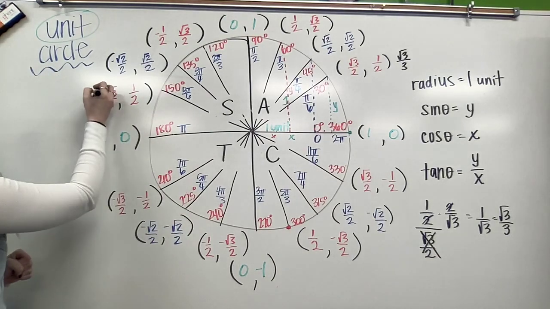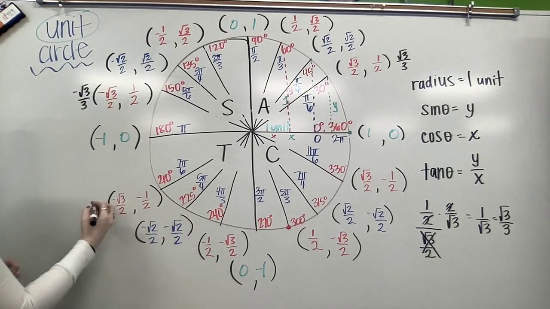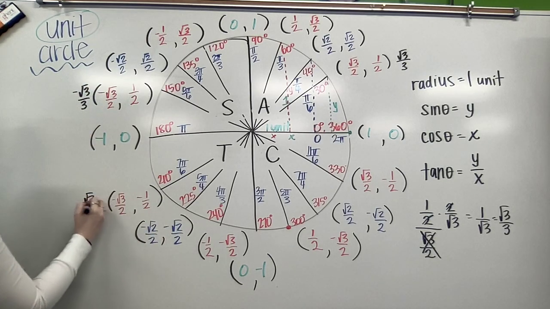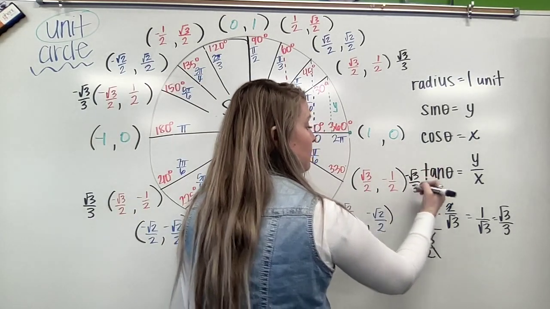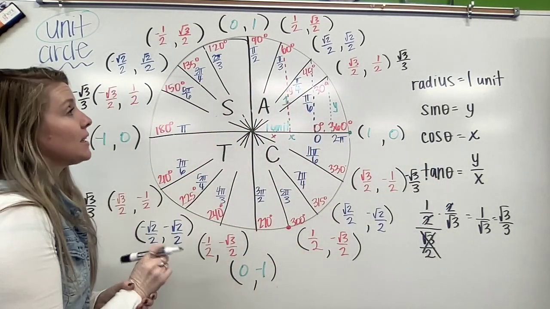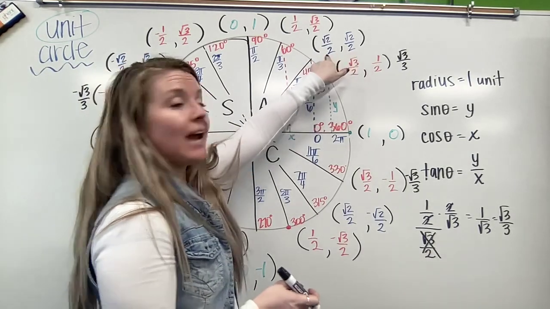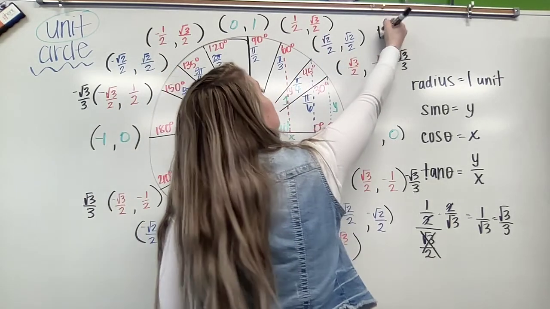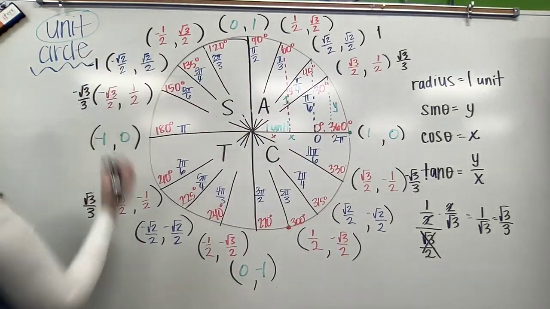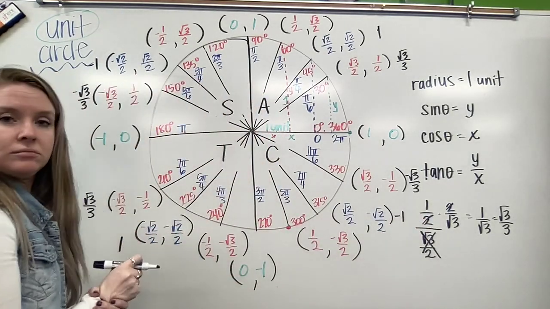And over here, it's going to be negative. Here, it's going to be positive. And here, it's going to be negative. Okay. The tangent of 45 is pretty easy. Y over x, root 2 over 2 divided by root 2 over 2 is 1. Negative 1, 1, and negative 1.